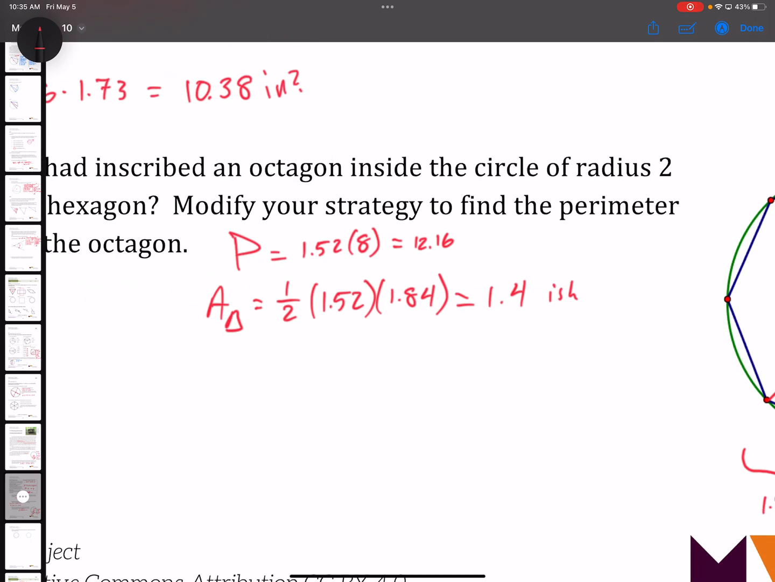Okay, so then the area of the octagon will be how much? It's 8 times the area of the triangle, so 8 times 1.4-ish, or 15.7. Wait, what? I got 11.2. Yeah. 11.2 sounds a little bit more correct.